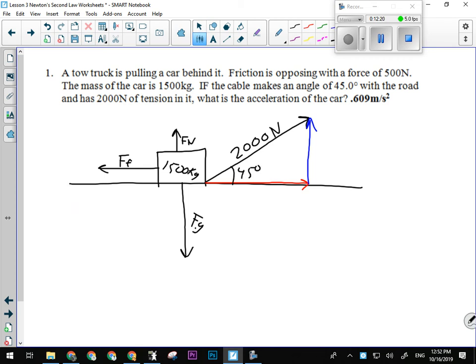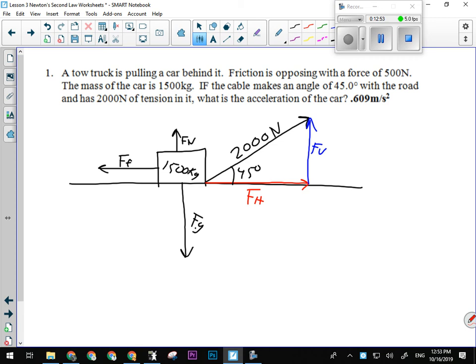Now, since the car is moving horizontally, normal force, this vertical component here, and gravity all add up to what? 0. The car is not accelerating vertically. So we know that all the vertical forces add up to 0. We know the car is going to move horizontally. So that means the force of friction and this force don't add up to 0. Everyone all right with that?